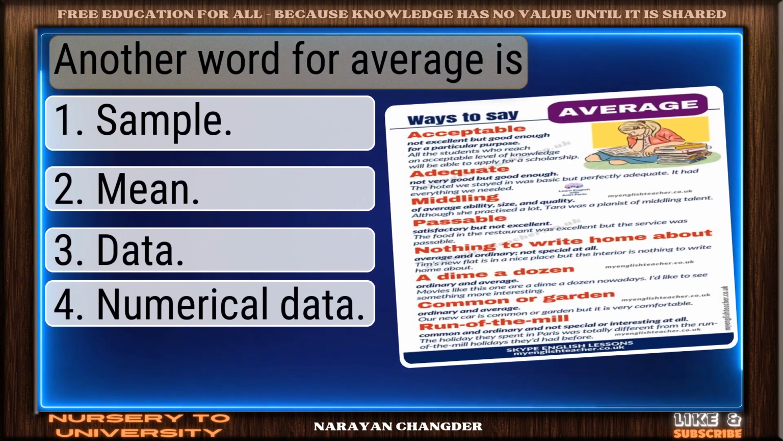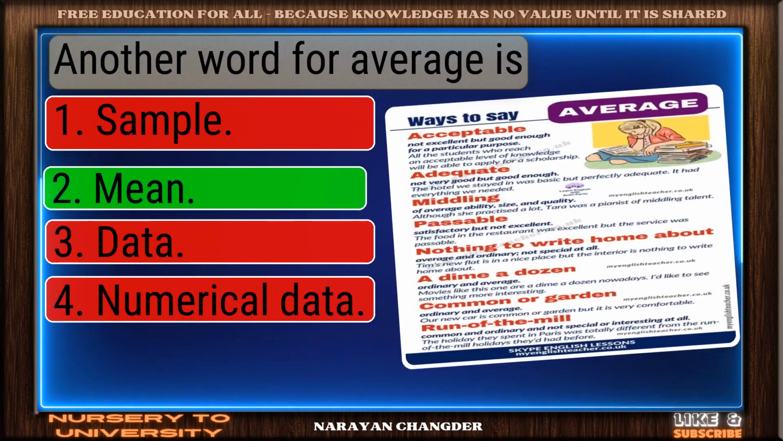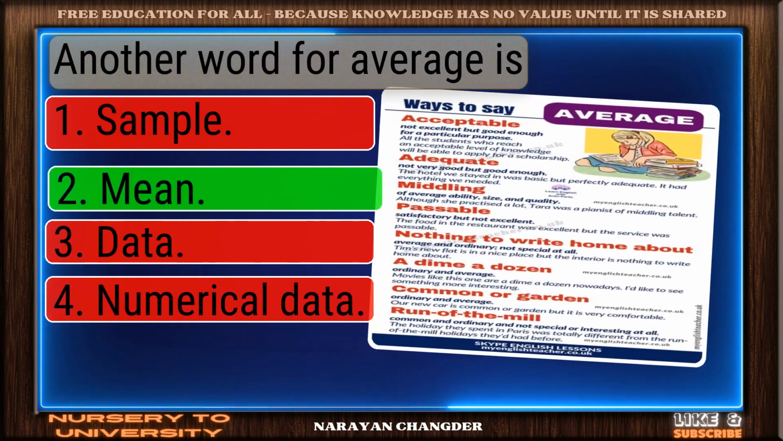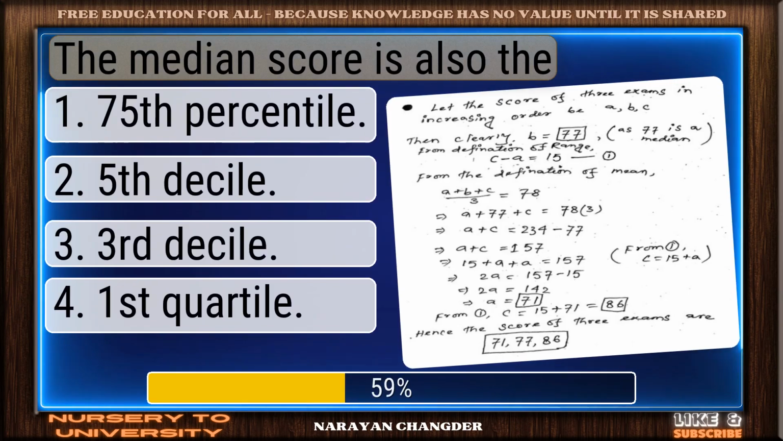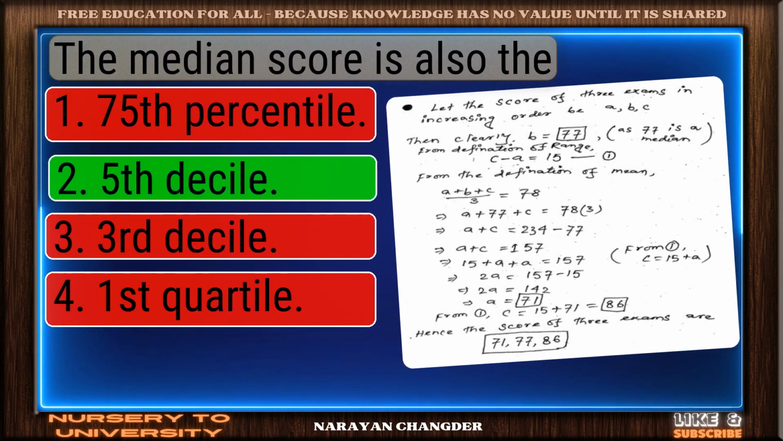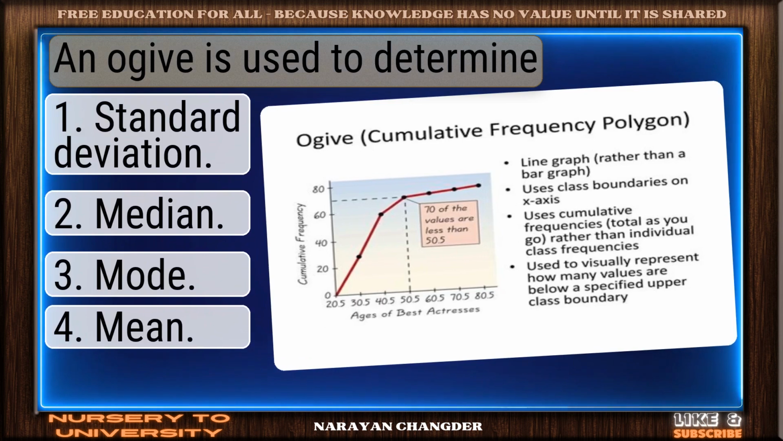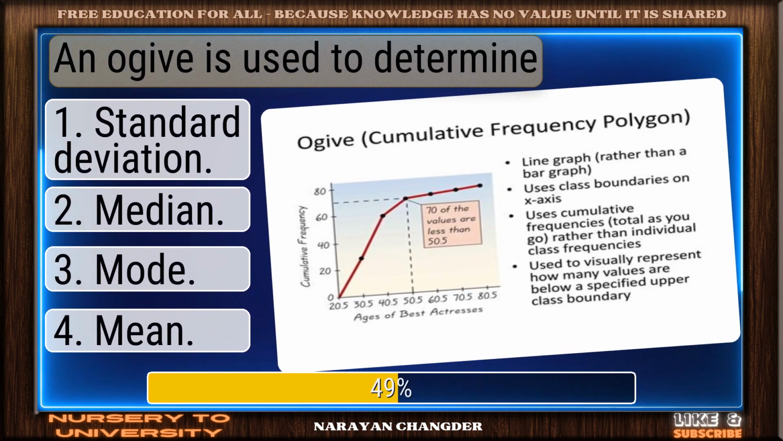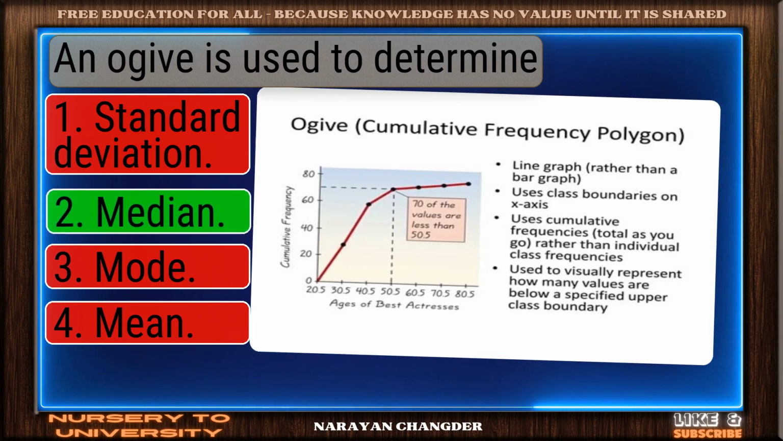Another word for average is... excellent choice. Mean is right. The median score is also the... great job. Fifth decile is accurate. An ogive is used to determine... You're right. Median is correct.